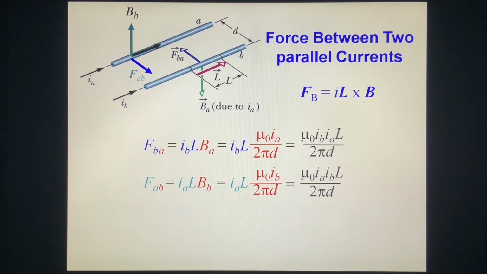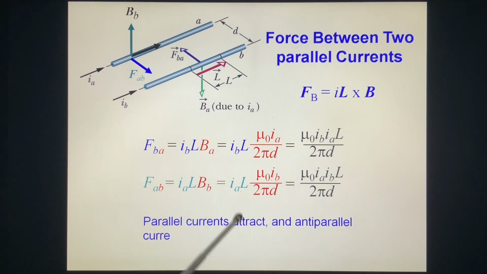We can imagine Newton's third law pairs. They are equal in magnitude and opposite in direction, acting on different objects, so they never cancel out. So parallel currents attract. You see these two? They attract. If the currents are anti-parallel, then they repel each other.